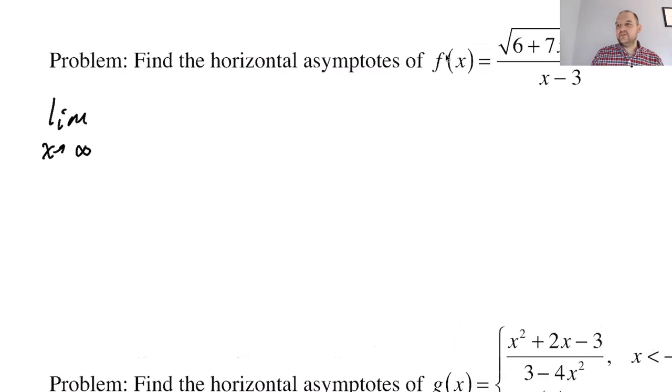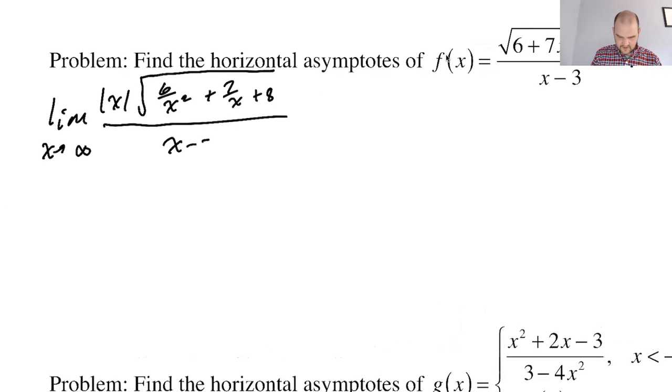should I just factor to begin with? I feel like I should. It would save me a little bit of time. So I'm going to do that. I'm going to say it's the absolute value of x, square root of, we got 6 over x squared, we got 7 over x, and then plus 8, and then all over x minus 3.